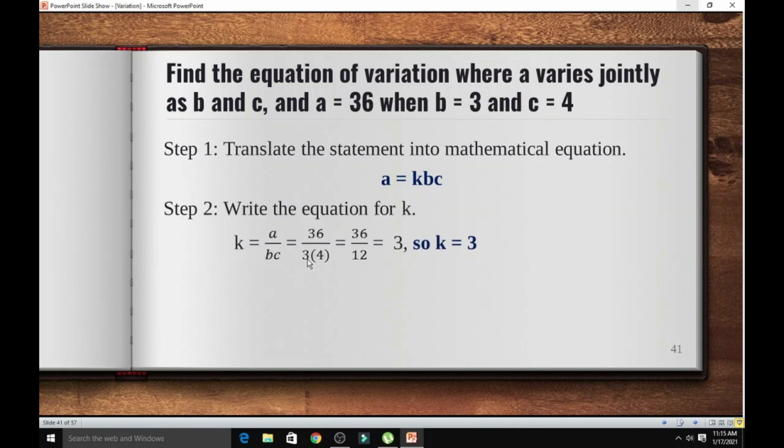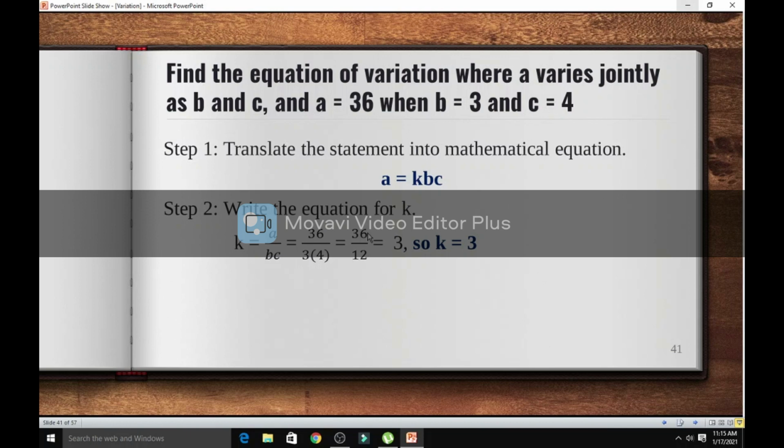So, we are going to multiply 3 and 4. So, pag minultiply natin yon, ang sagot ay 12. So, 36 divided by 12. 36 divided by 12 is equal to 3. So, ang K natin dyan ay 3. So, from that, we are going to proceed with the next step.